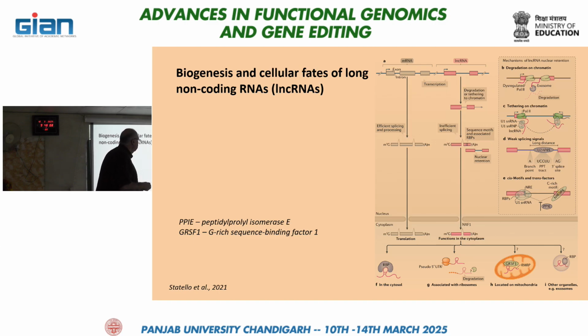What's characteristic for long non-coding RNA transcripts is that they are usually degraded in the nucleus. The splicing of these introns in long non-coding RNA precursors is very slow and inefficient. So it means that a lot of them will be degraded in the nucleus, and only a small proportion will be exported to the cytoplasm.